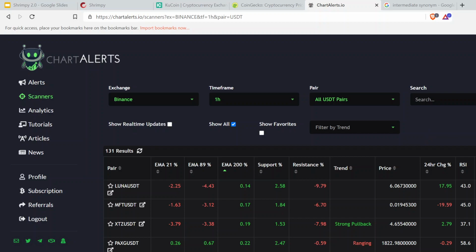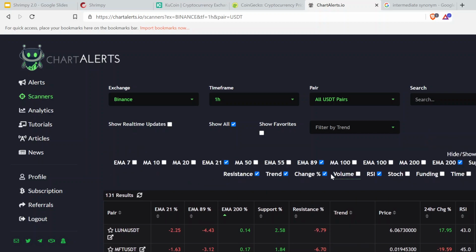If I click on the settings tab, I can customize and select different MAs, different EMAs, the stochastic RSI, the volume, the funding. I'm focusing mainly on the EMA 21, 89 and 200 to give me a short-term, medium-term and long-term view of the market, support, resistance and trend. And you've heard me say it before, the trend is your friend.